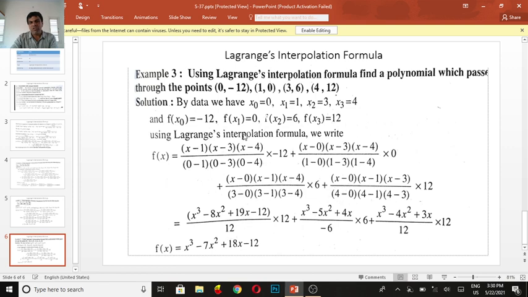Here there is a minus sign. If you open that and simplify the terms, x cube plus x cube minus x cube gets cancelled, we get x cube. We get minus 8x square plus 5x square minus 4x square. Simplifying, we get x cube minus 7x square plus 18x minus 12. This is the polynomial. So if the value of x is not given, we get it in terms of x as a polynomial.